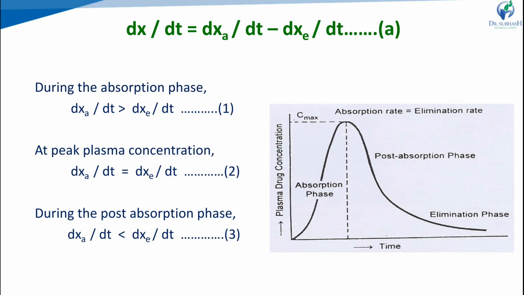During the absorption phase, dXa by dt is greater than dXe by dt. At the peak plasma concentration, the rate of absorption is equal to the rate of elimination, so dXa by dt is equal to dXe by dt. And during the post absorption phase, dXa by dt is less than dXe by dt.